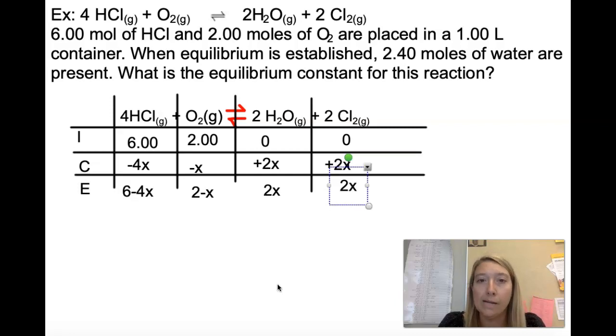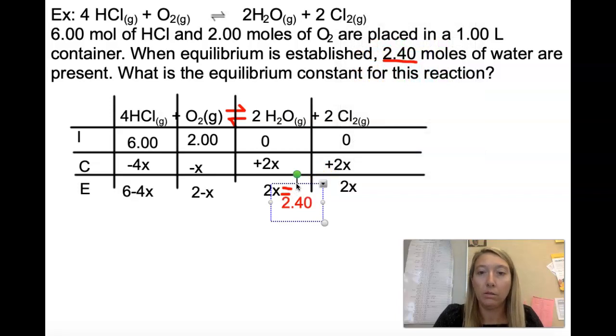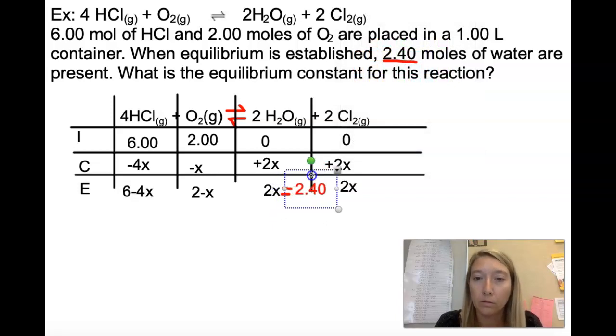Okay, so when equilibrium is established, 2.40 moles of water are present. So we now know that this 2X is going to equal that 2.4. I'm just going to maybe change colors so it stands out. Okay, so I now know that 2X equals 2.4. In this case, that is going to represent my equilibrium concentration of water.